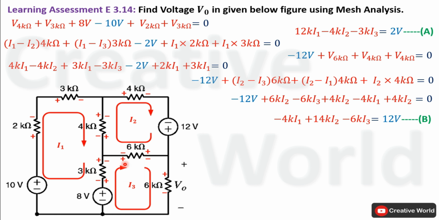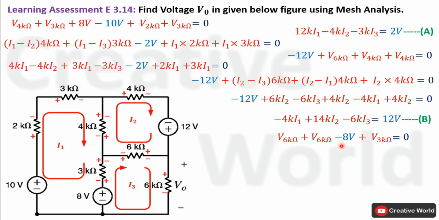Move towards the last mesh. Apply KVL inside this mesh. Start from here. Current entering terminal is positive, so voltage across 6 kilo ohm resistance will be taken with positive sign. Next, voltage across this 6 kilo ohm resistance will also be taken with positive sign. Next, minus 8 volt will be taken because current is entering from negative terminal, and at the end current is entering from positive terminal, so voltage across this 3 kilo ohm resistance will be taken with positive sign.